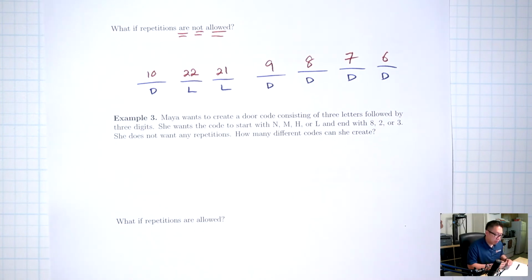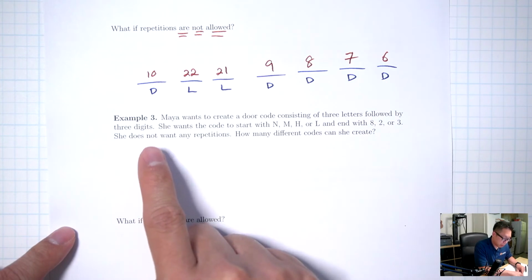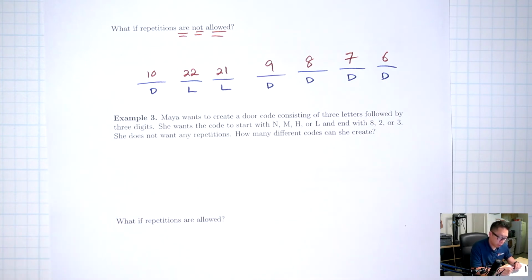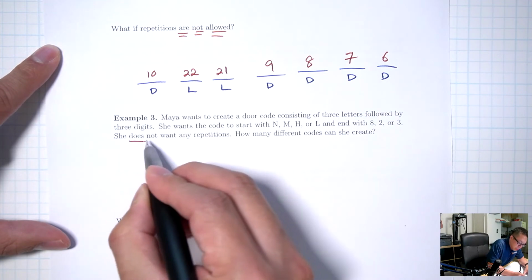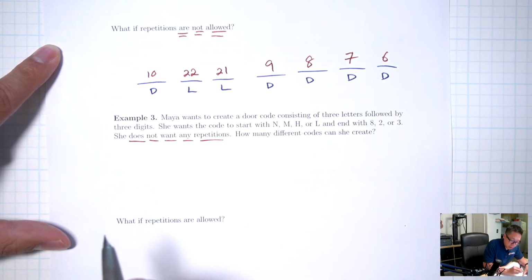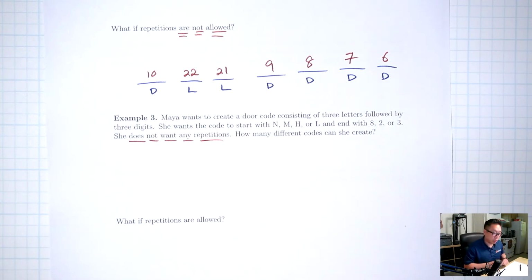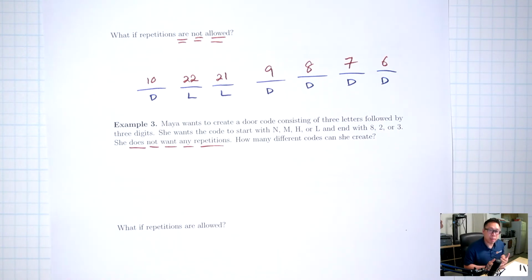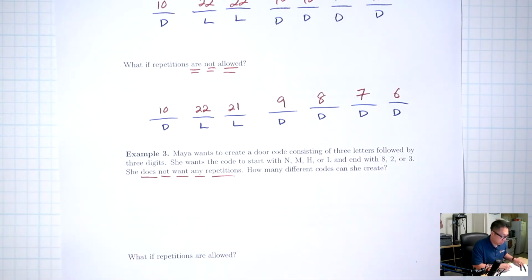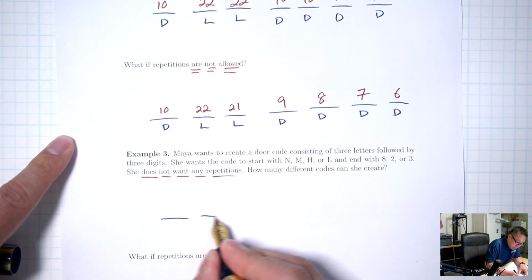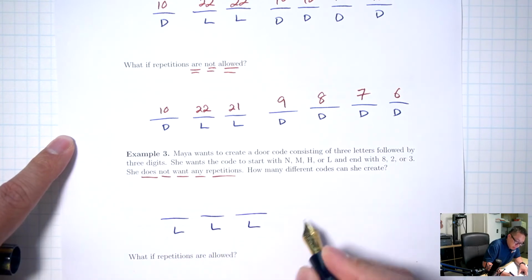Example 3. Maya wants to create a door code consisting of 3 letters followed by 3 digits. She wants the code to start with N, M, H, or L and end with 8, 2, or 3. She does not want any repetition, so keep that in mind. So no repetitions. How many different codes can she create? So first of all, decide how many blanks you need. So I need 3 letters followed by 3 digits.